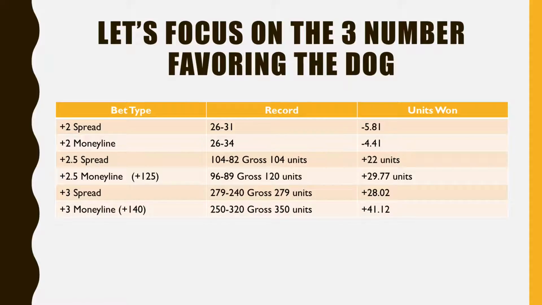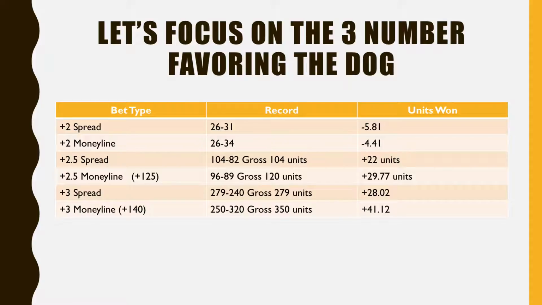Record was 26-31, -5 units, so not profitable betting the dog at +2. And another reason for that, if you just use common sense, so we talked about the first lesson is the margin of victory that occurs most frequently is the 3, so it doesn't do us much good to bet a dog at +2. That line really actually favors the favorite. Same deal if we bet the money line, still a losing record.